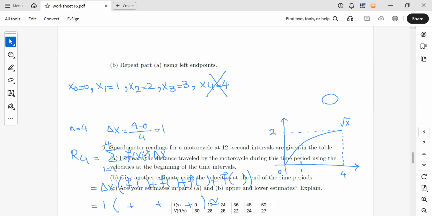So it will be i minus 1. I will write it in red, the ones that change. So it starts with f of 0 and then f of 1, 2, and 3. F of 0 is 0, f of 1 is 1, f of 2 is square root of 2, and f of 3 is the square root of 3. So approximately you will have 4.1463 as an underestimate.